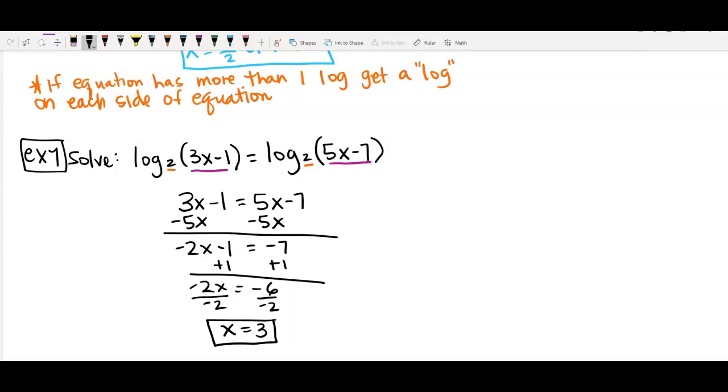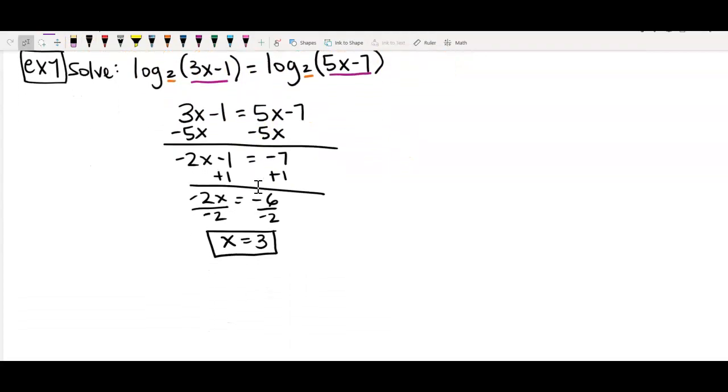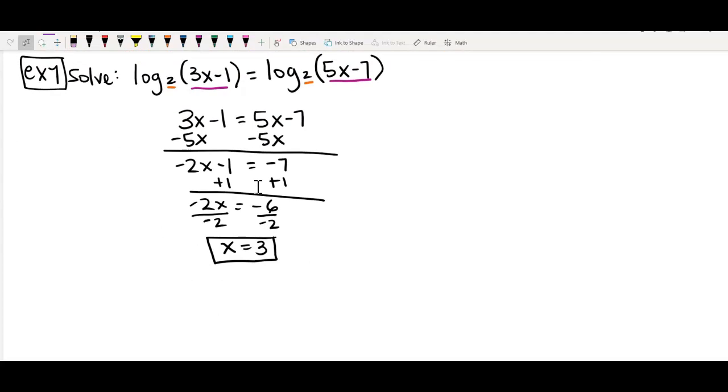All right, so if there's more than one log, just get one on each side, and then they have to be the same base, and then you can just set those other parts equal to each other. So it's just more of remembering. It's actually probably the easiest ones to solve with these logs, but it's just remembering that that's a property that you can do on this. Okay, all right, let's try another one.